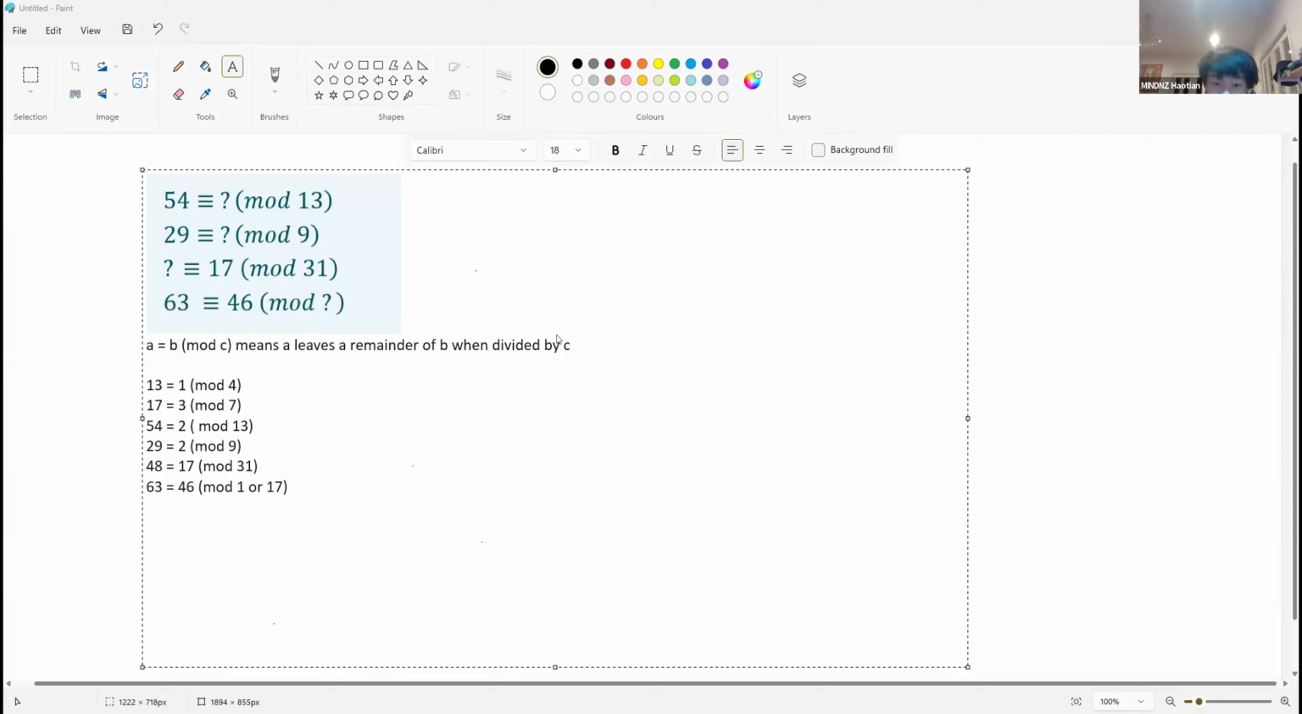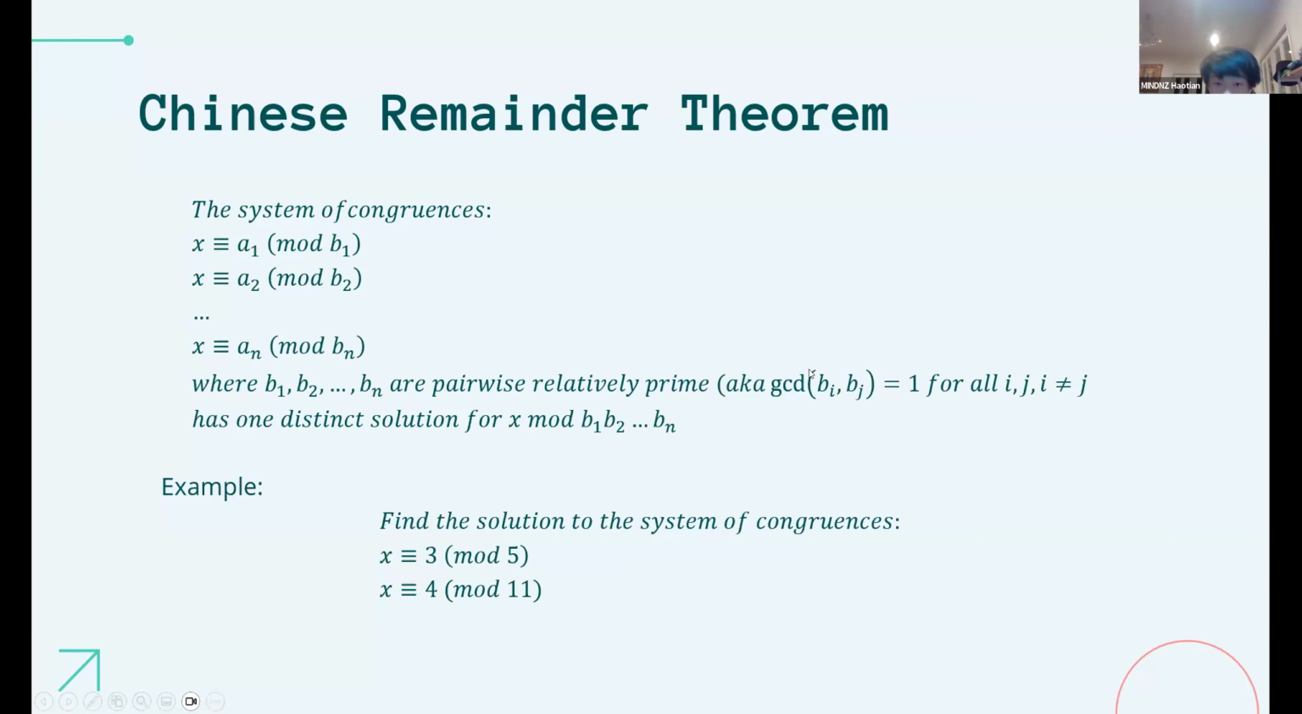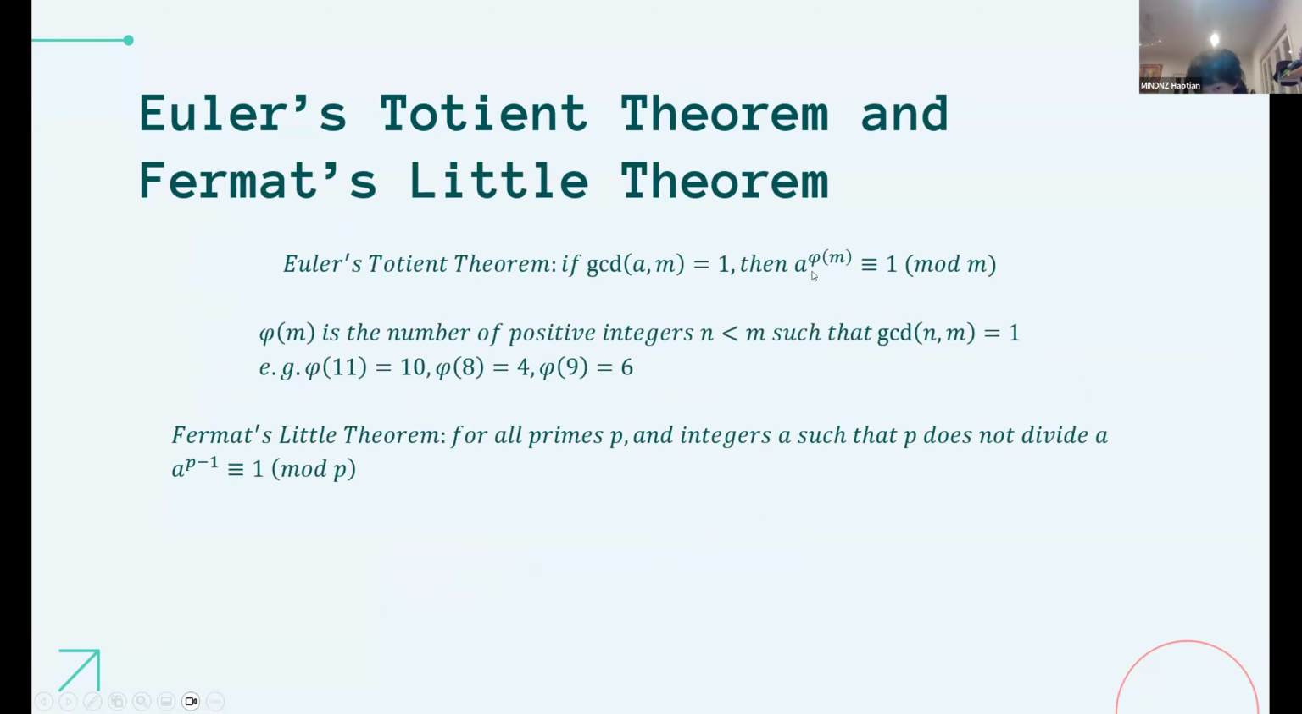So now we'll move on to a cool theorem. Actually, let's change the order. Let's teach this one first. So here are two very similar theorems, Euler's totient theorem and Fermat's little theorem.